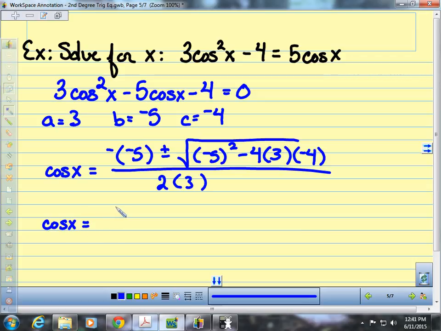Negative b is a +5 plus or minus the square root. And in the bottom, 2 times 3 is 6. You will go to the calculator and compute the discriminant for me. Now, I don't want the square root of it. I just want the number that goes underneath it. Okay, so calculate the discriminant for me, please.